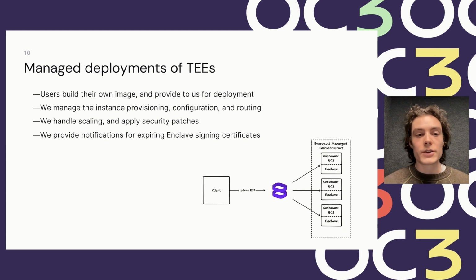And finally, we manage the deployments of their enclaves. So the customer builds the image, but they just provide it to us for deployment. So they have full confidence in the attestation measures, but this introduces some interesting caveats for how we consider the enclave in production. We manage the instance provisioning, configuration, routing, and scaling. We apply security patches, and we also have some nice features such as notifying when the enclave signing cert is expiring, so a customer can proactively roll out new PCRs to their clients.